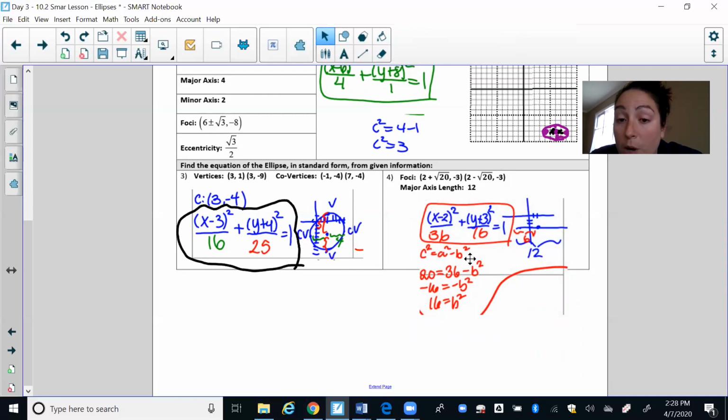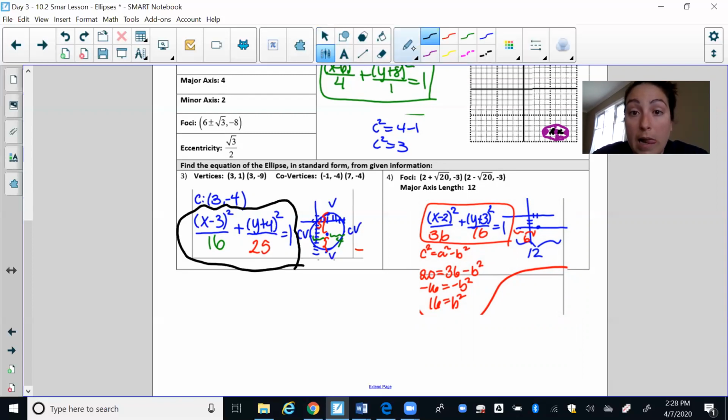I also know that my center is at 2, -3, because from my center, I move to get my foci. So I have my template so far, x minus 2 squared plus y plus 3 squared equals 1. And now I just need to figure out the numbers that go underneath x squared and y squared.